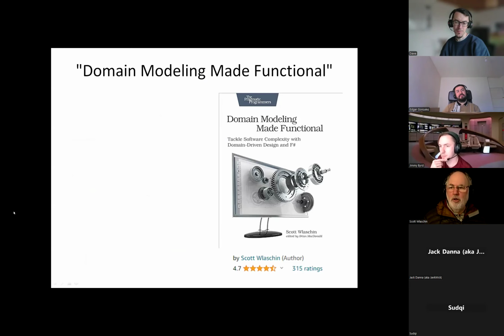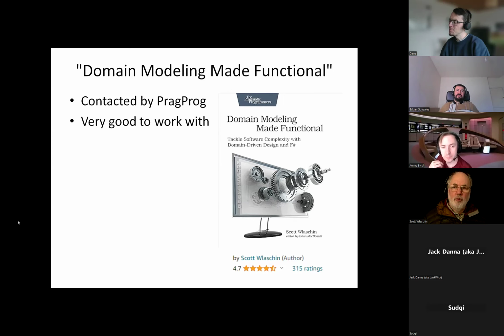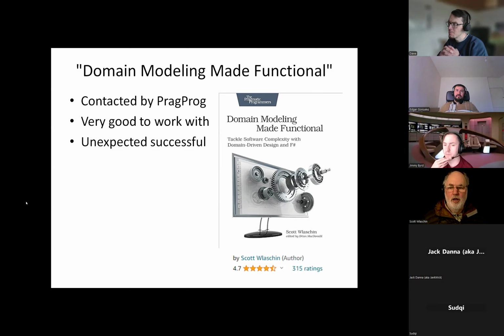Okay, so then I did my book. I was actually contacted by Pragmatic Programmers, and they were very good. If you ever want to publish a book, I highly recommend them. They're very good to work with. They have a good deal for authors. They give you like 50% of the money, which is nice. And it was unexpectedly successful. It gets really good ratings on Amazon, and I was very surprised.